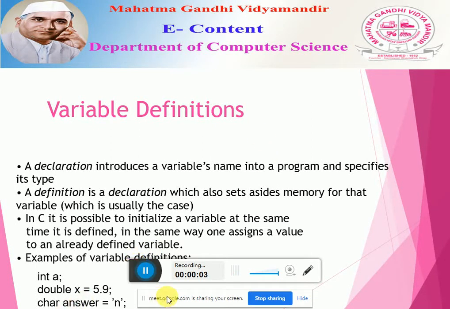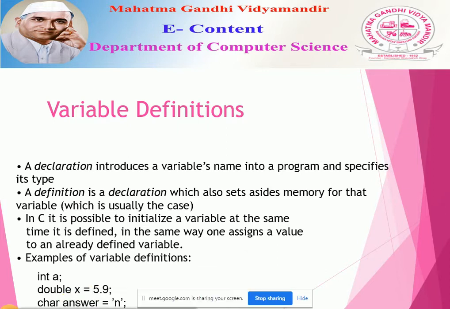Now we are going to see what a variable is. Declaration introduces a variable's name into the program and specifies its type. A variable is an identifier, or symbolic name, which is assigned to a memory location. The example they have given is int a, then double x is equal to 5.9, char answer is equal to n. So a, x, and answer are variables.